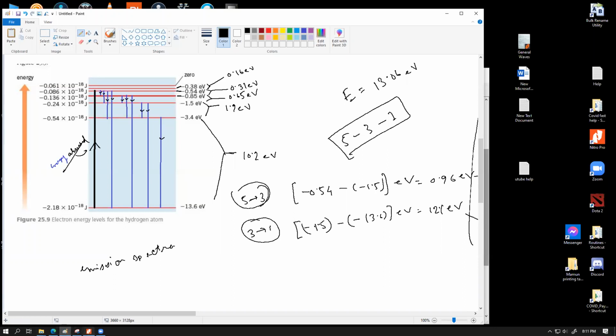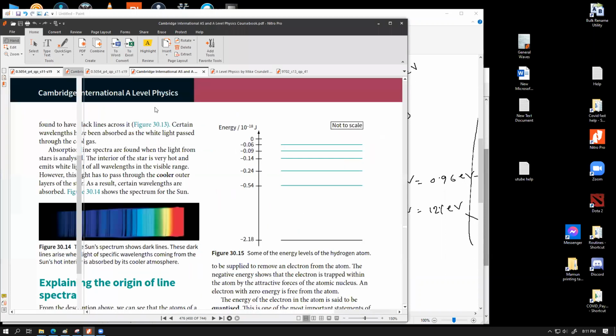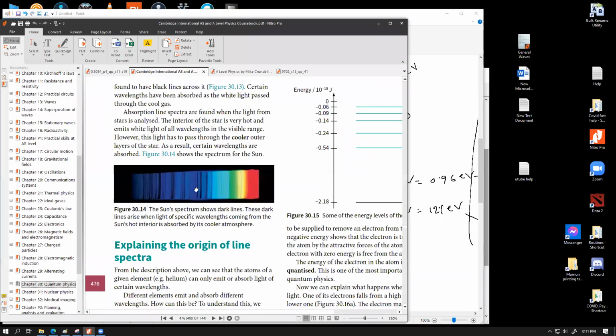For example, if I show you this video over here, this area over here, this is the typical sun spectrum, which shows some dark lines.